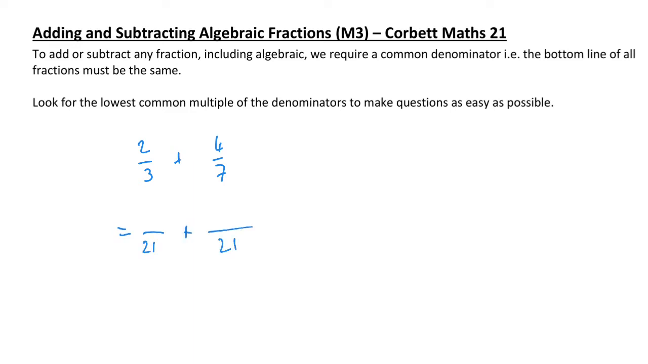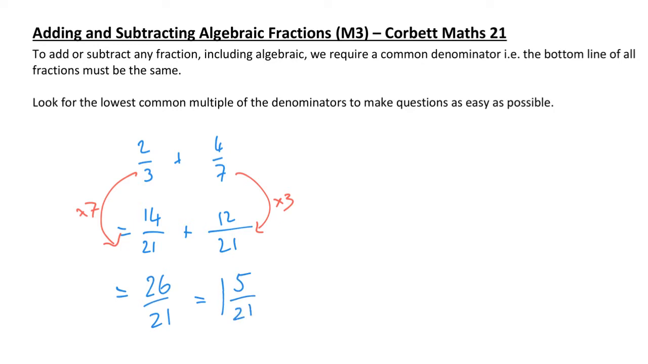To get from 3 to 21, we've multiplied by 7. And from 7 to 21, we multiply by 3. And we need to repeat that on the numerator. So if we multiply 2 by 7, we get 14. And if we multiply 4 by 3, we get 12. Then we need to add the numerators. 14 and 12 is 26 over 21. And that would be 1 and 5 21sts.